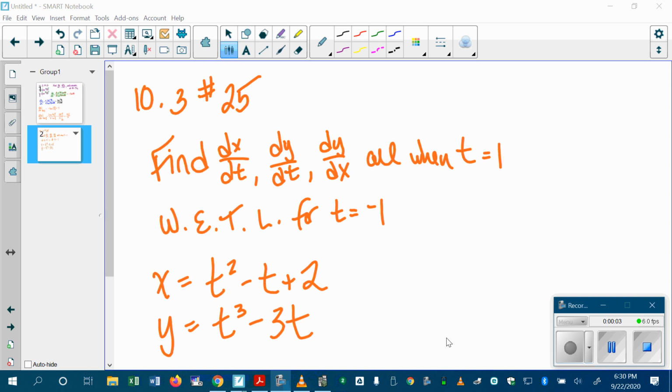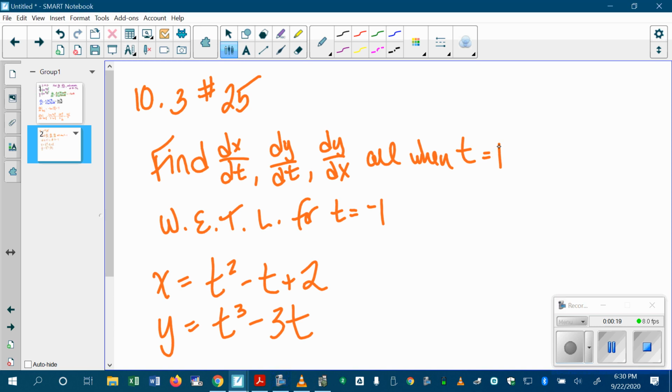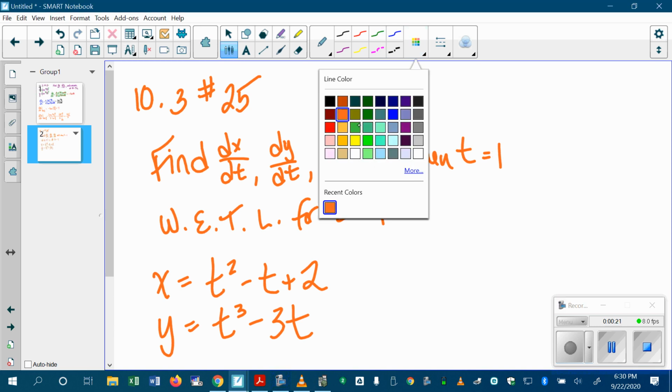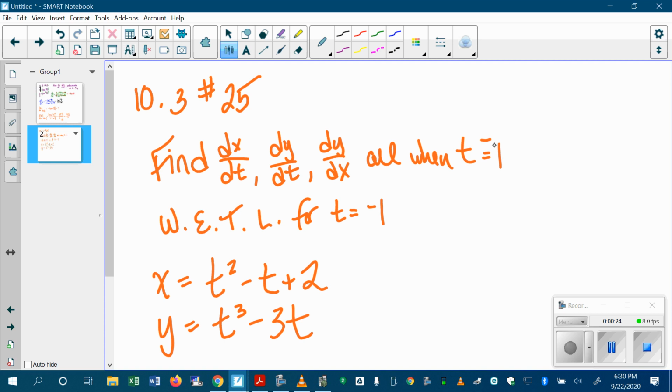Hi, this is a video about 10.3 problem number 25. In short, the question asks you to find a lot of different things, but asks you to do them using your calculator. So we need to find several different first order derivatives, all for when t equals, I forgot a negative sign, all for when t is -1. And so that is good.